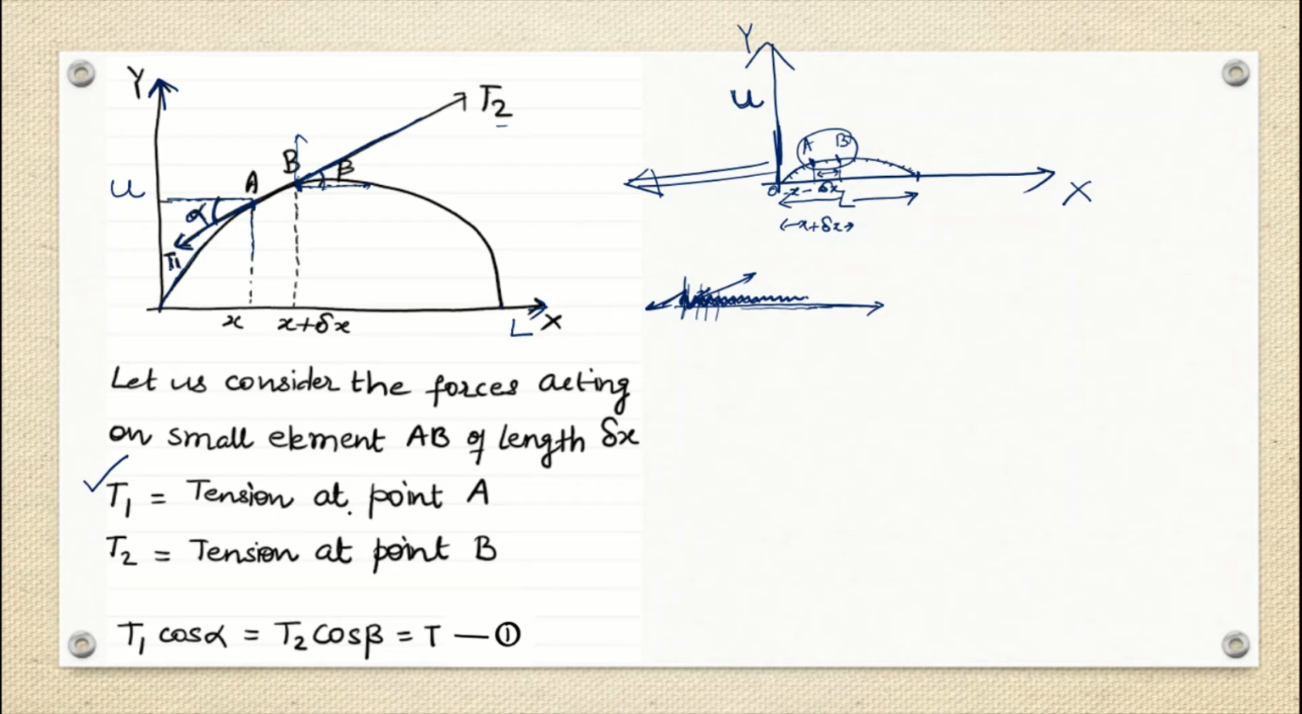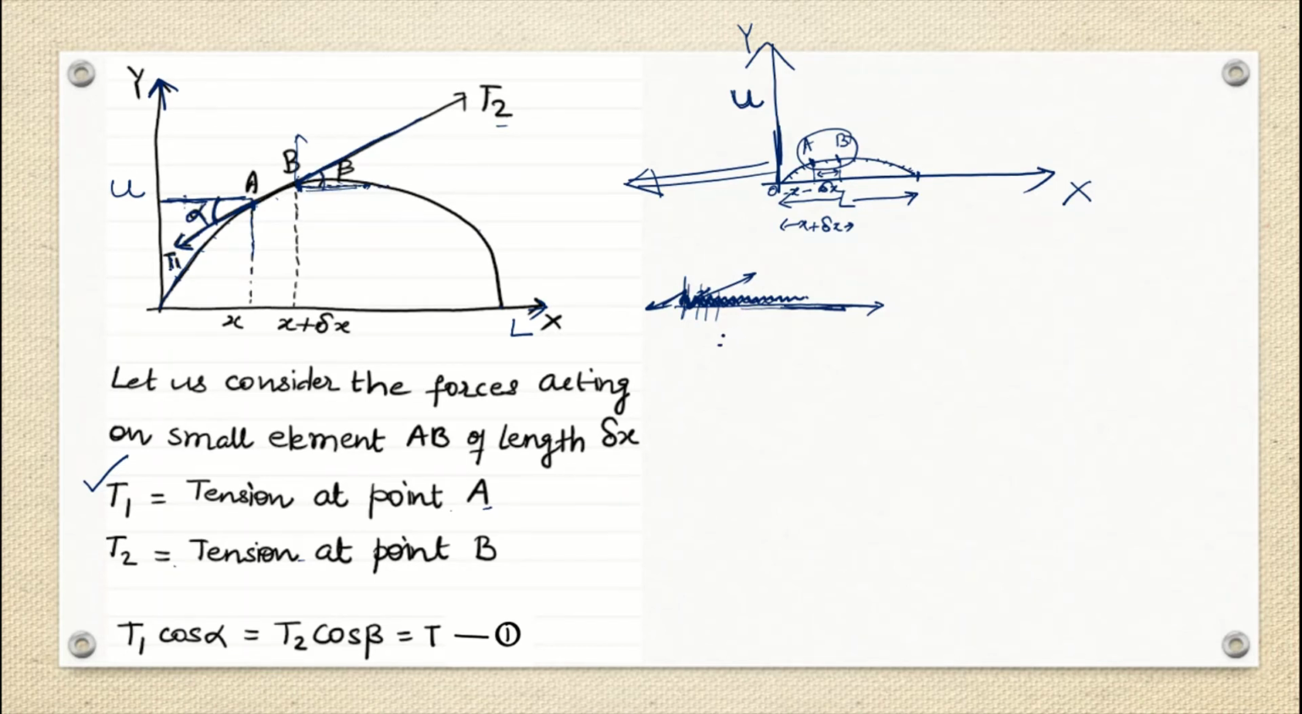T1 is tension at point A and T2 is tension at point B, and basically the tension is present all over the point. We have said that the deflection caused by this tension in horizontal direction is negligible. We have said that in horizontal direction there is no deflection. That means the T1 force in the horizontal direction and the component of T2 force in horizontal direction will be same.